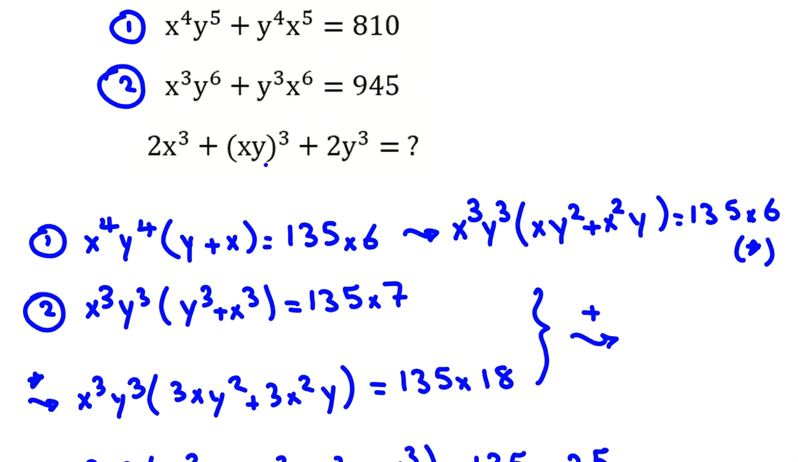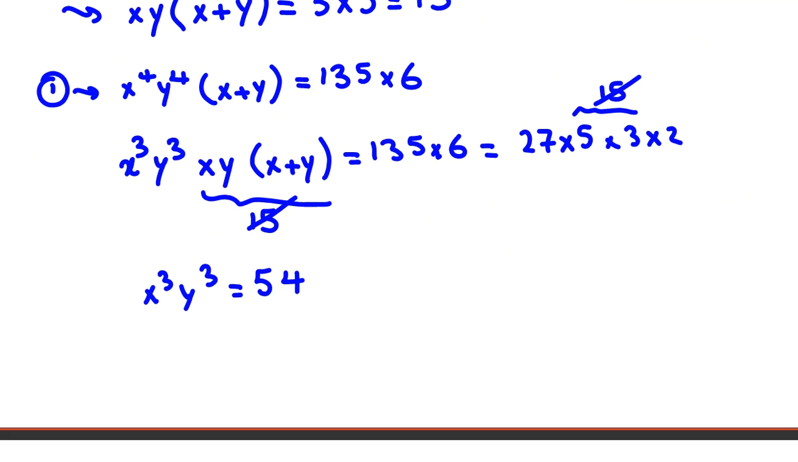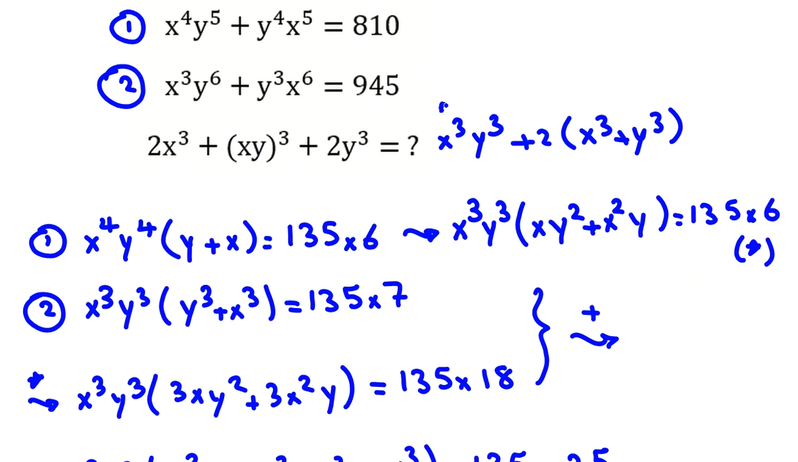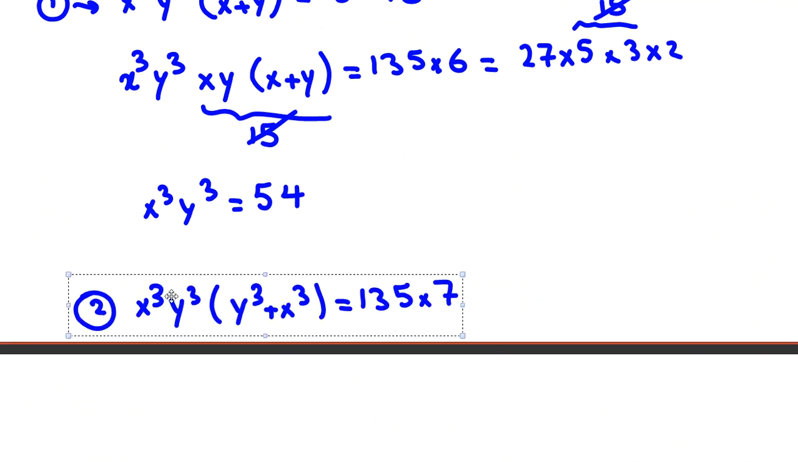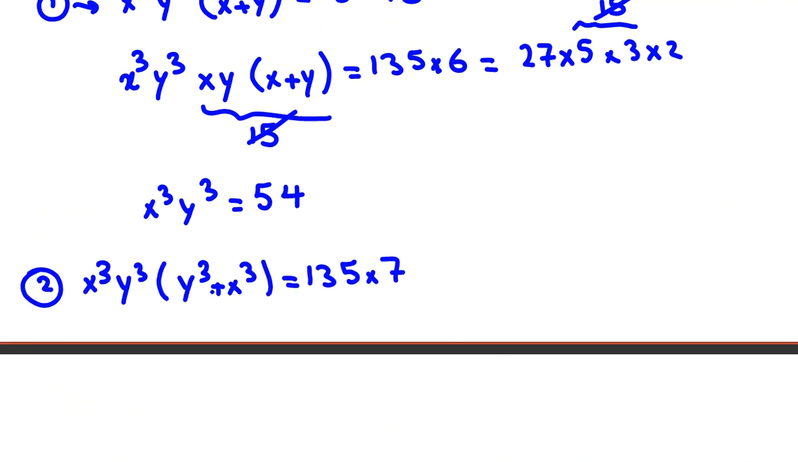Look, because x cubed, y cubed we have, here it is what? X cubed, y cubed that we found. It is what? Now it is what? 2 x cubed plus y cubed. We found that x cubed, y cubed is what? 54. So here I write 54. Now we should focus on finding x cubed plus y cubed. If I want to find x cubed plus y cubed, because here from first equation I have this, so I use this to find that. So this part, x cubed, y cubed, we said is 54.